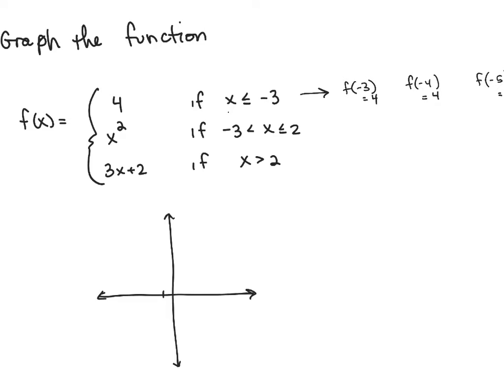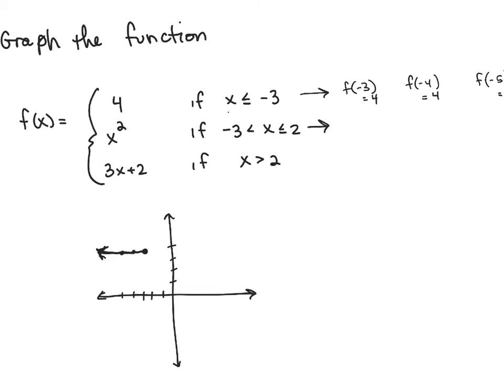So a closed circle at (-3, 4), and then a closed circle at (-4, 4), and (-5, 4). So that's just a completely horizontal line. It's got a slope of 0 with a closed circle on that boundary point of -3.